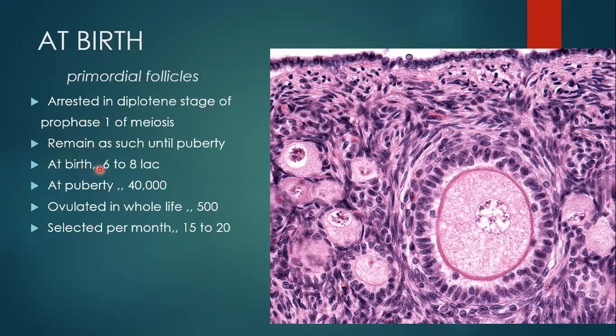At birth, the number of these primordial follicles is from 6 to 8 lakh. Then at puberty, the number of these cells declines, right? With time, apoptosis occurs and the cells die. These cells decrease in number to 40,000.